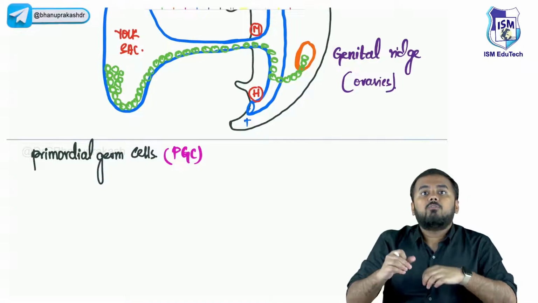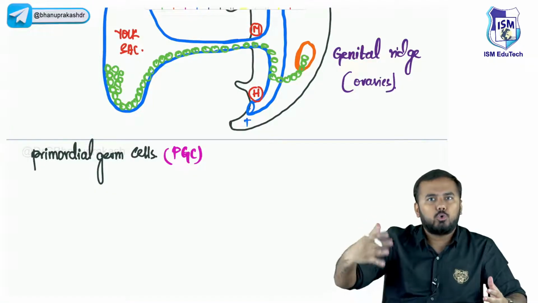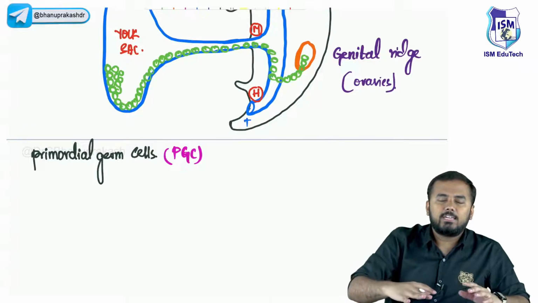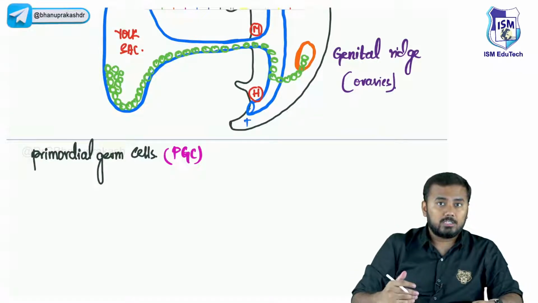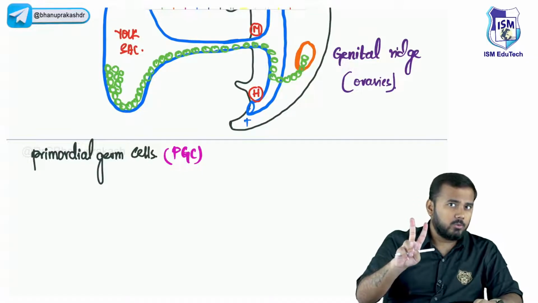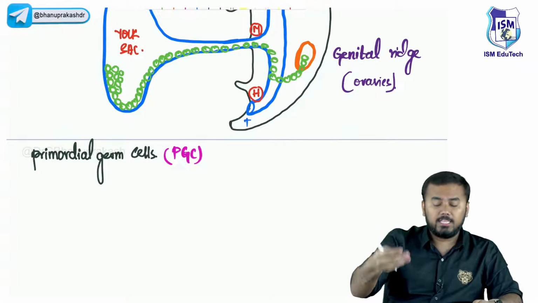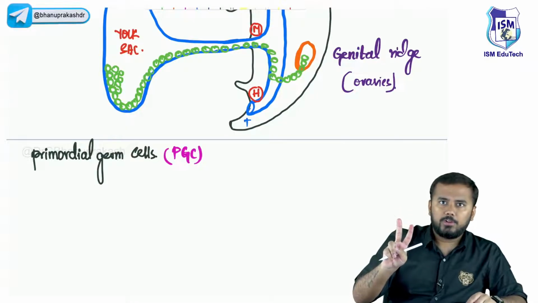So whatever process is happening within the ovary, that story is called oogenesis. Before I discuss oogenesis, there are two important points I want to tell you. Now look how I am applying the clinical anatomy.